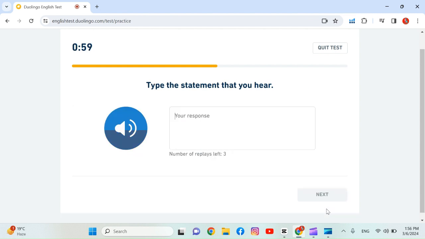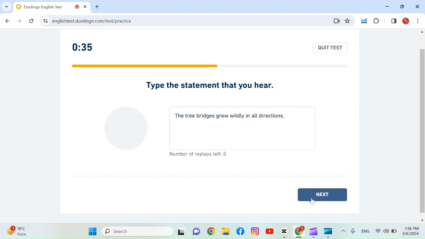The tree branches grew wildly in all directions. The tree branches grew wildly in all directions. Bridges, the tree branches grew wildly in all directions. And now it's correct. Next.